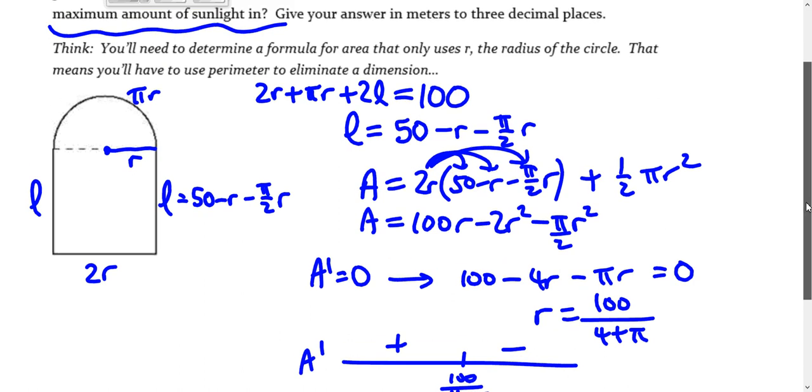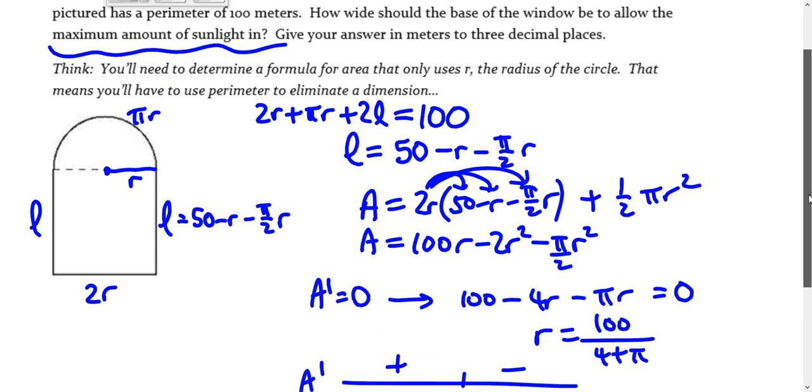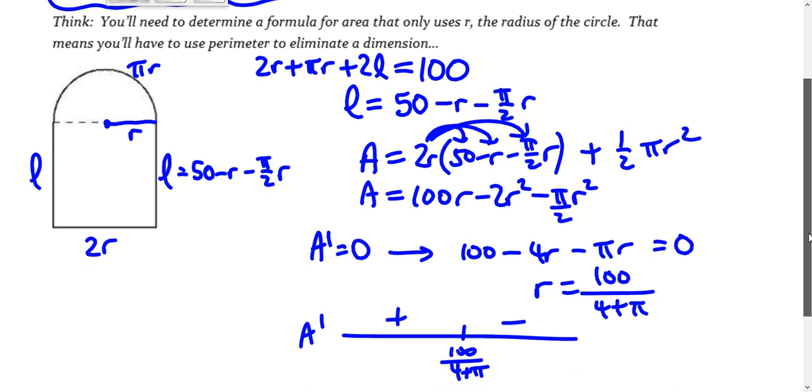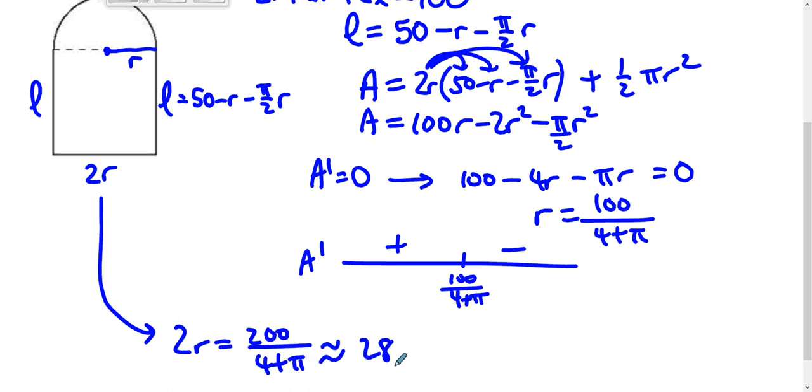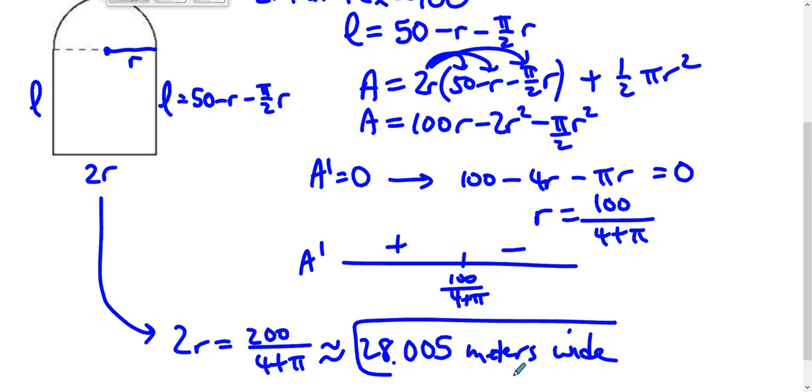And so what is the answer to the question? How wide should the base of the window be? The base of the window should be 2r. That's 200 over 4 plus pi. That's 28.005 meters wide.